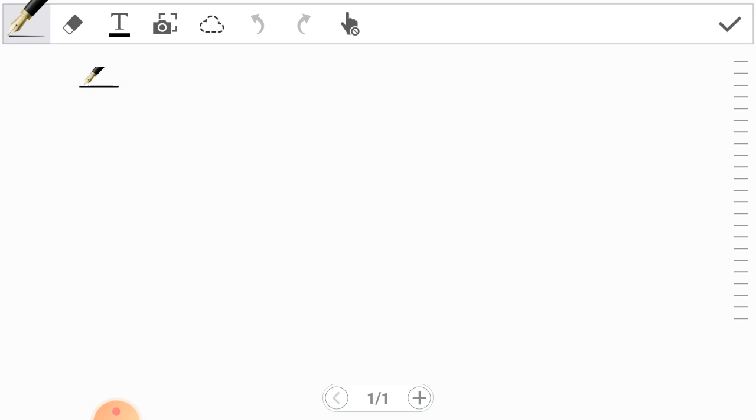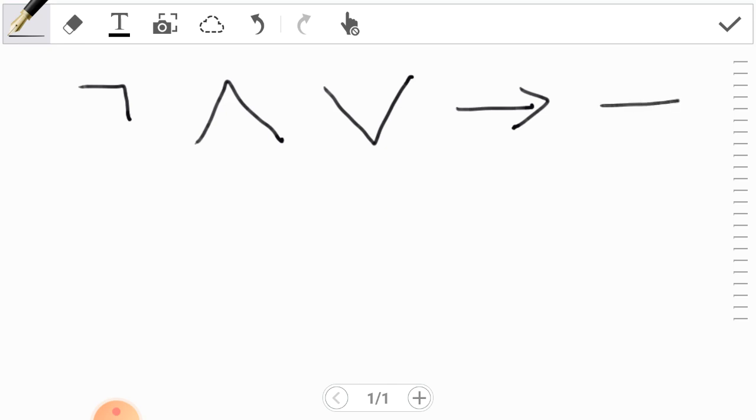And what are those? We have our negation, conjunction, disjunction, conditional, and our biconditional. And of course, for each connective, so for example, for the negation, we can use this on a single proposition. So let's say we are given the proposition P. We can consider not P.